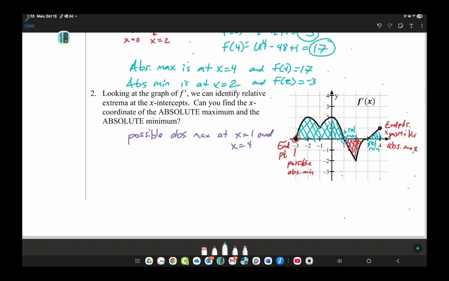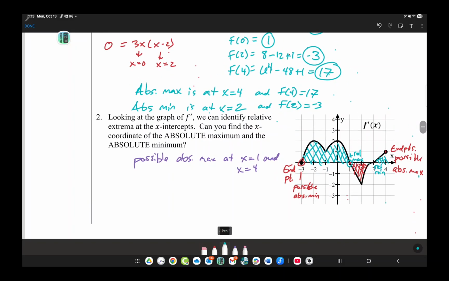So for this instance, because all I have up to 1 is positive area, I have no negative area really. But after that, it goes down. I have a negative area. The question is, is this area enough to make up for that negative area? And just eyeballing it, what do you say? No. Which means my absolute max is at x equals 1.